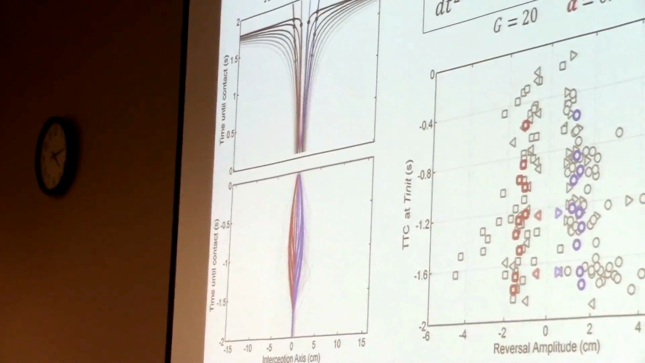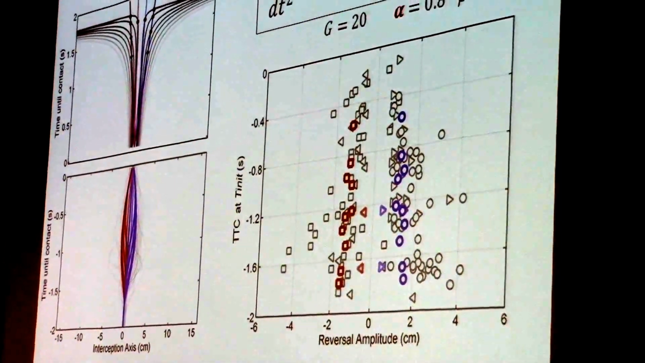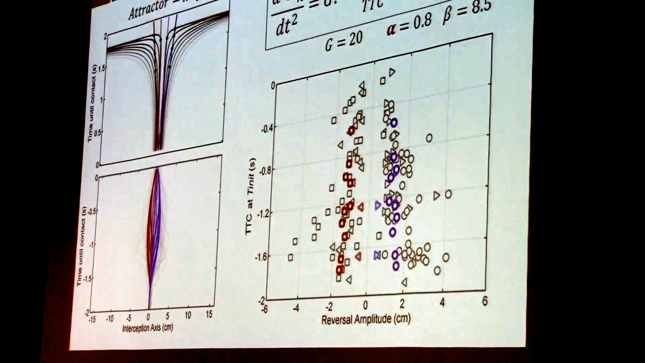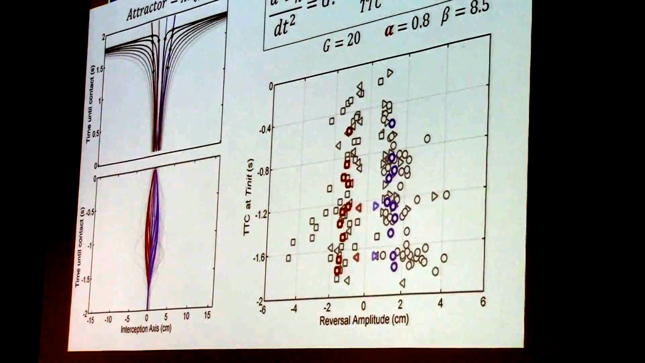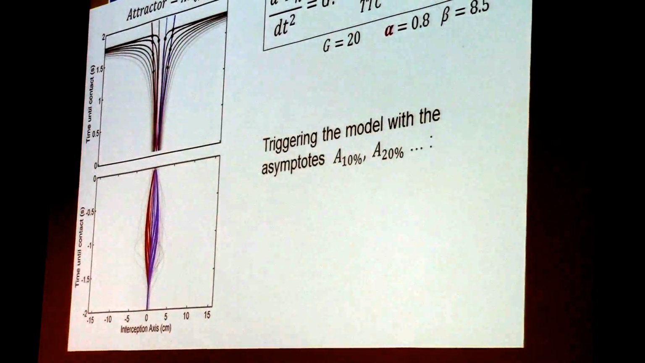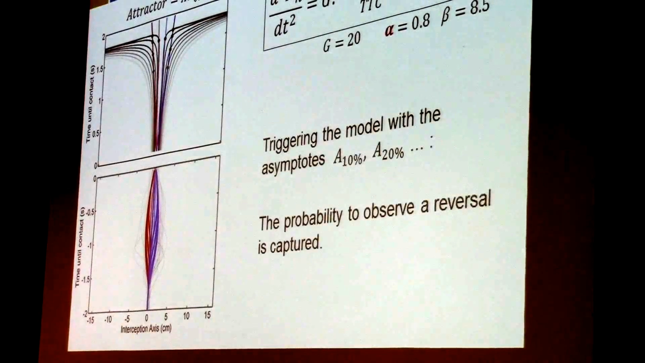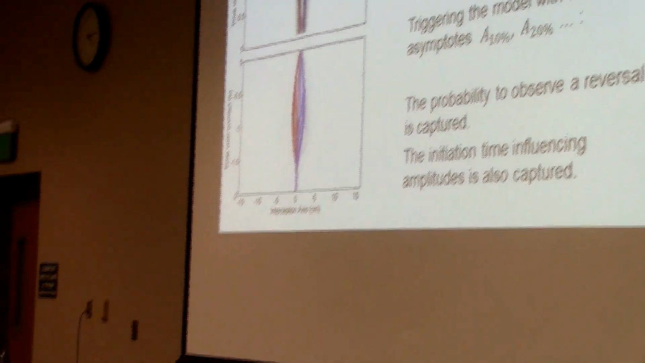And more interesting, the model predicts that you will have a larger amplitude if you initiate early. Because of course, if the value of the attractor is that one at that moment, the distance to cover will be more important than if you wait more, when the attractor is converging and closer to the arrival position. So triggering the model with the asymptote at 10%, 20%, etc., the probability of observing a reversal is captured. And moreover, the initial time influencing amplitude is also captured.